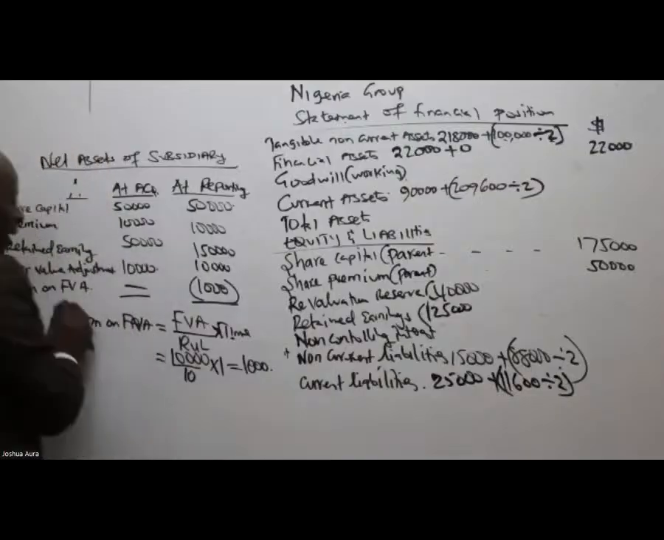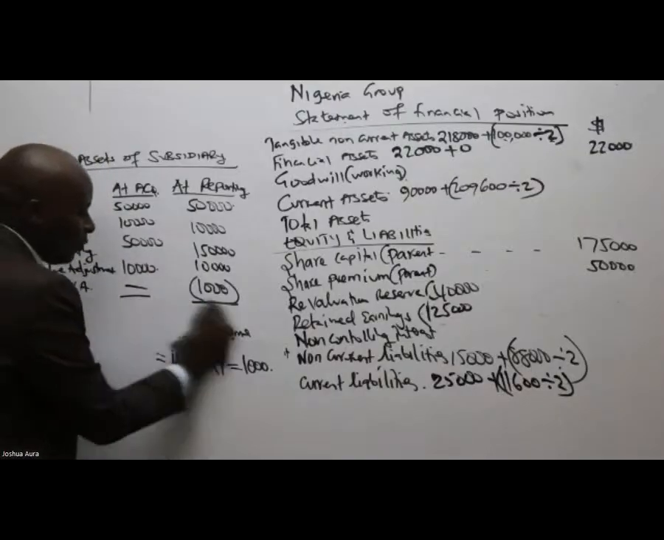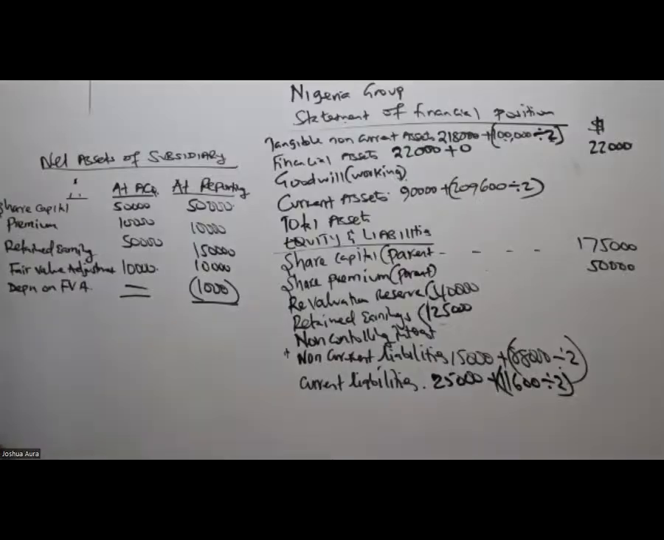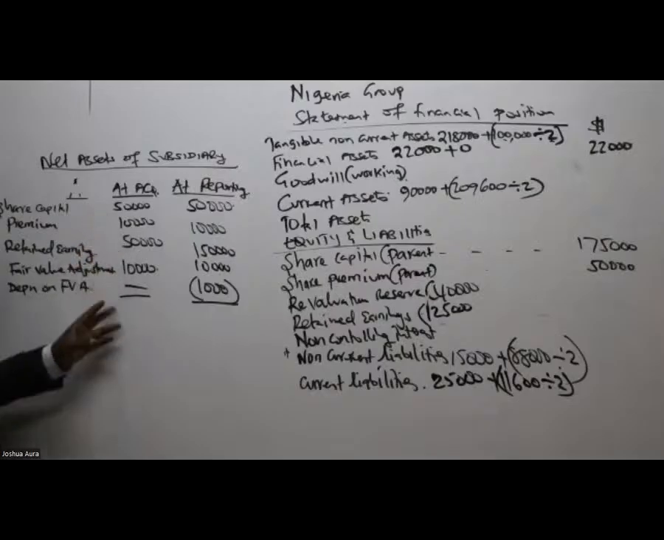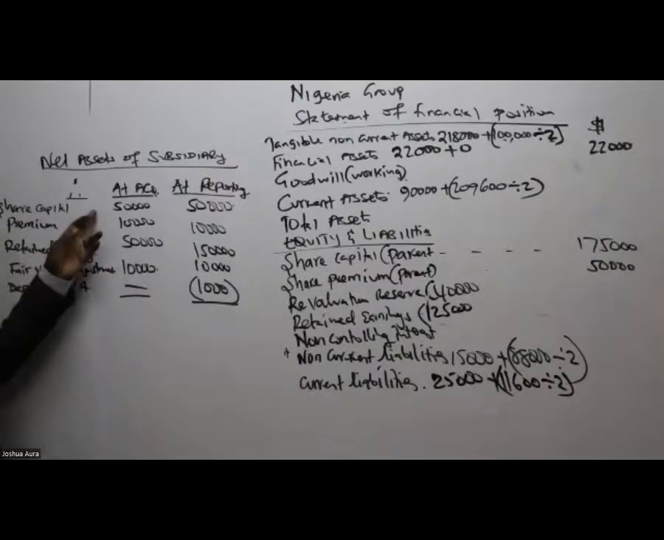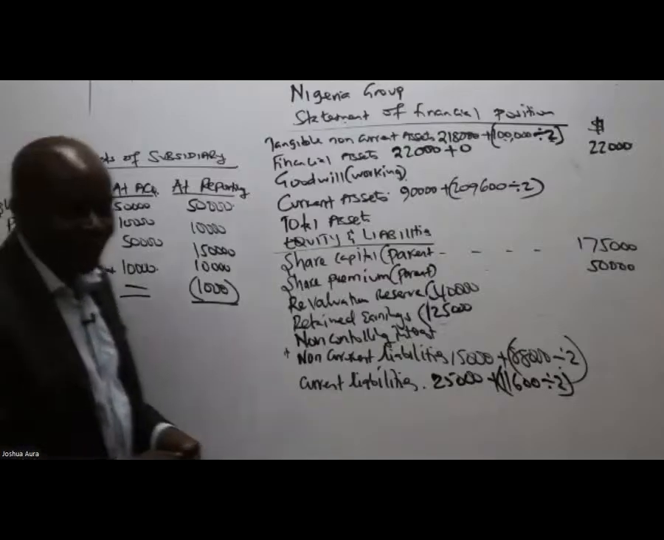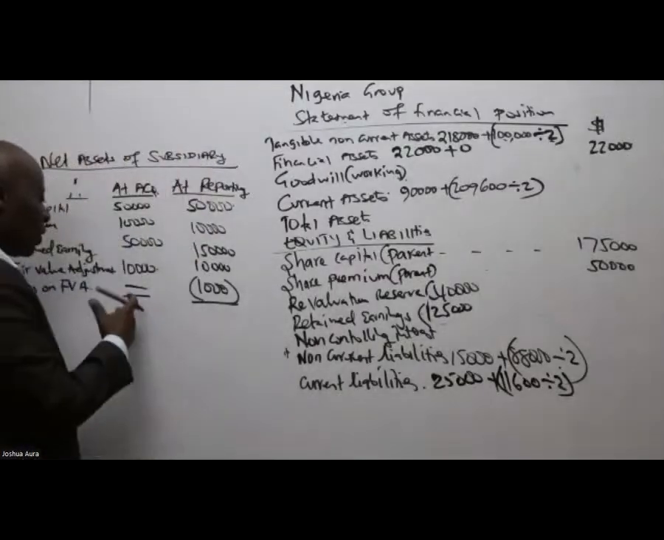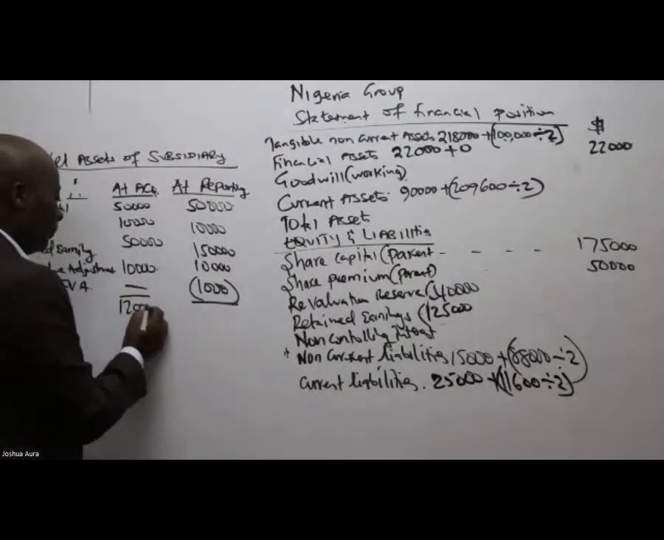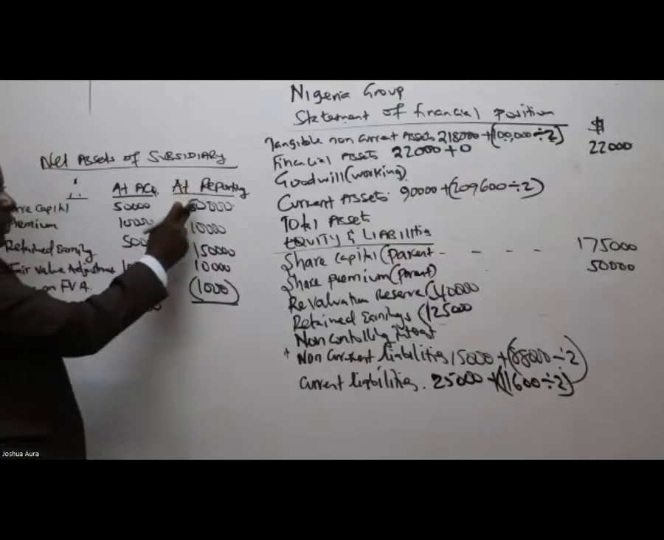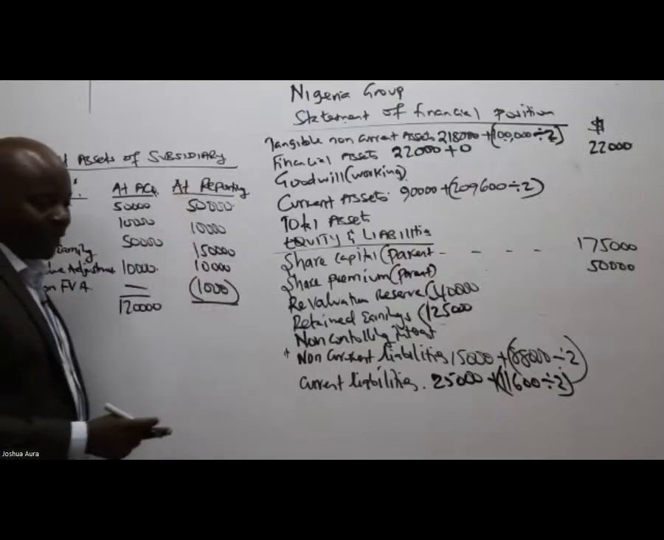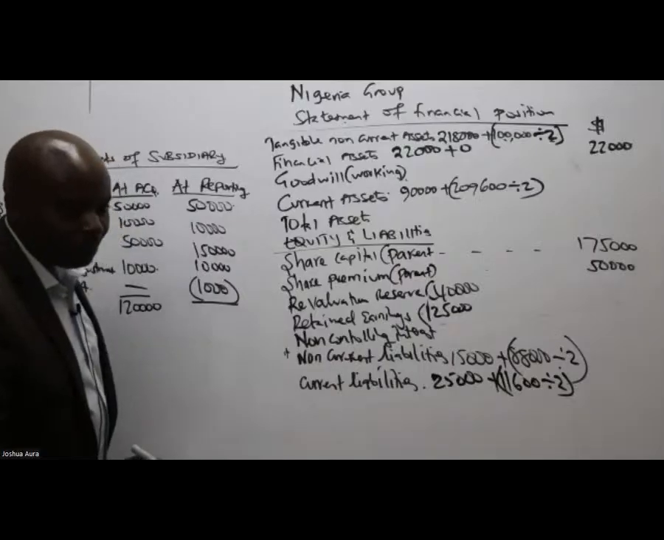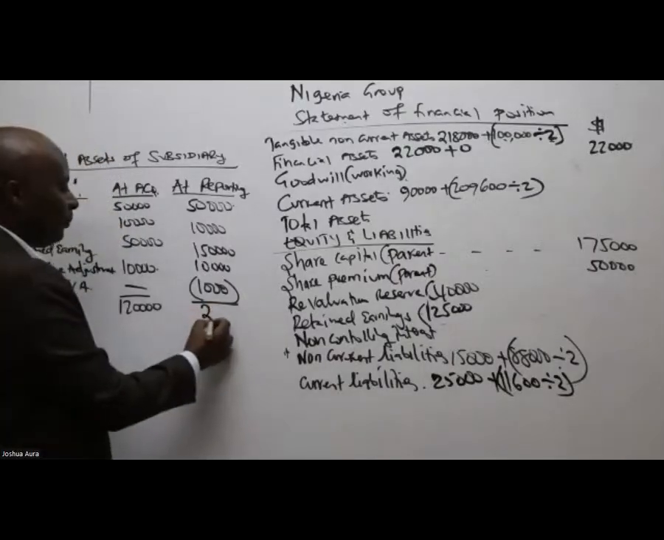Very important thing. So can somebody in this case here come and give me the total net assets at acquisition? Can somebody give me something here? So we have here 120,000. Thank you very much. So 120,000 here. Yes. How about net assets at reporting? 210,000.